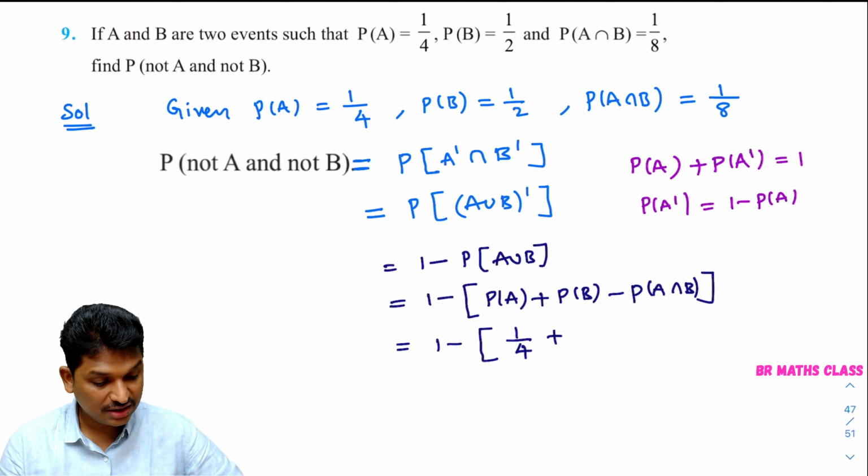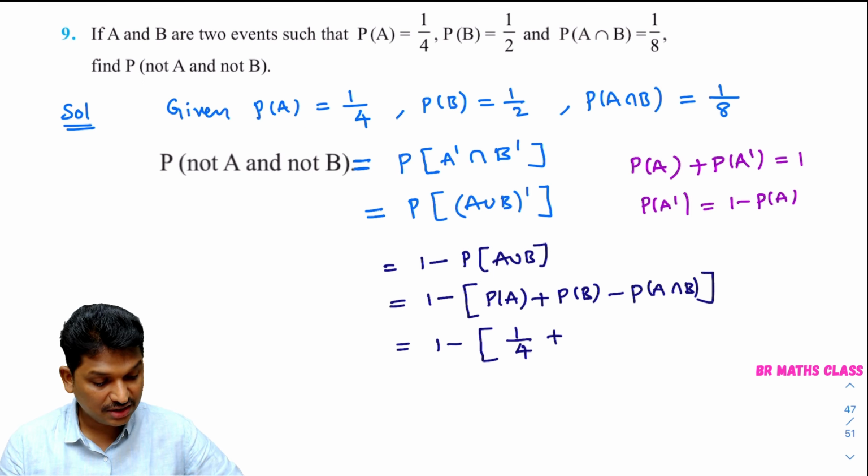In sets chapter we have one formula. A dash union B dash is A intersection B whole dash. A intersection B whole dash is A dash union B dash. We learned this formula from sets chapter. So here A dash union B dash is there. Now that can be written as A intersection B whole dash. Okay. Probability of A intersection B whole dash equal to 1 by 4. What you learn here? A dash union B dash can be written as A intersection B whole dash from the sets chapter. Just now we written this result.